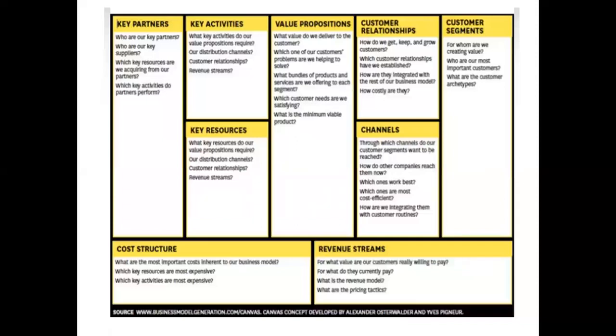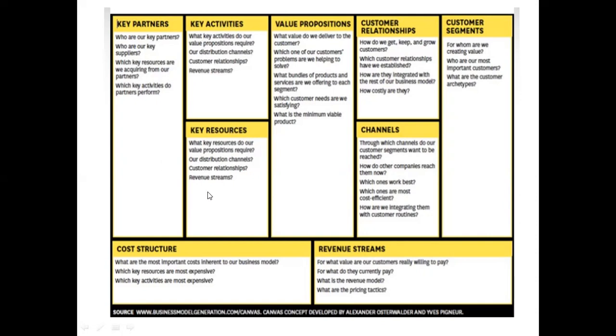So here, key partners. Who are our key partners? Who are our key suppliers? Which key resources are we acquiring from our partners? Which key activities do partners perform? That comes under the key partners. Then key activities. Here, what key activities do our value propositions require? Our distribution channels, customer relationships, and revenue streams. This comes under the key activities.